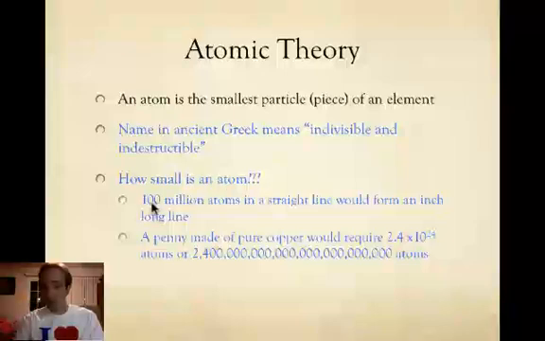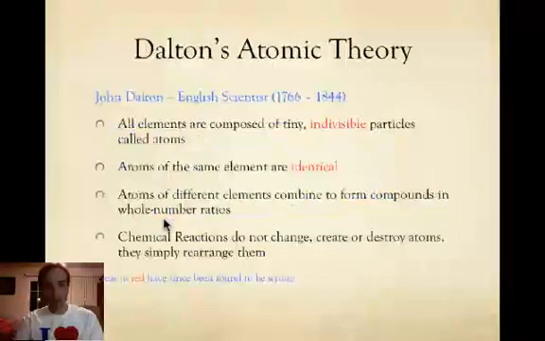How small is an atom? Well, it would take 100 million atoms in a straight line to form an inch. So if we were to draw with a pencil an inch long line, that's 100 million atoms. For a penny, if it's made out of pure copper, it would require 2.4 times 10 to the 24th atoms to make that penny, or this many atoms. That's a lot of zeros.